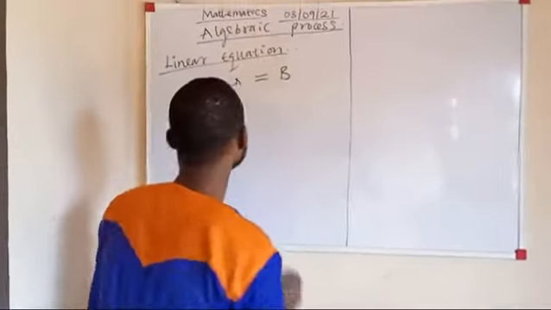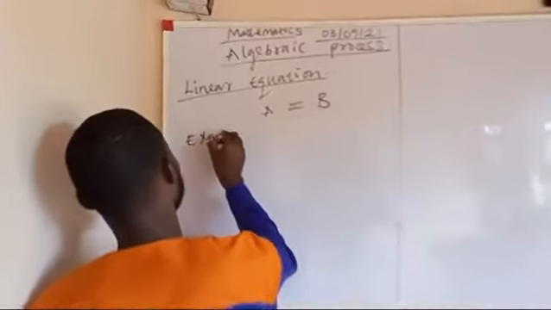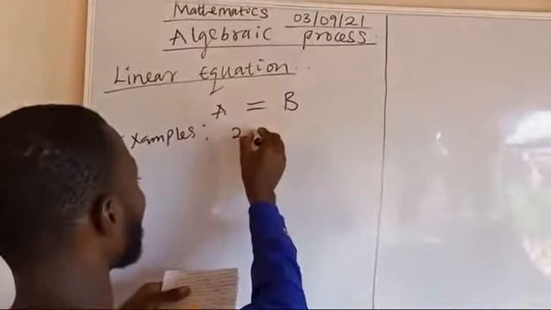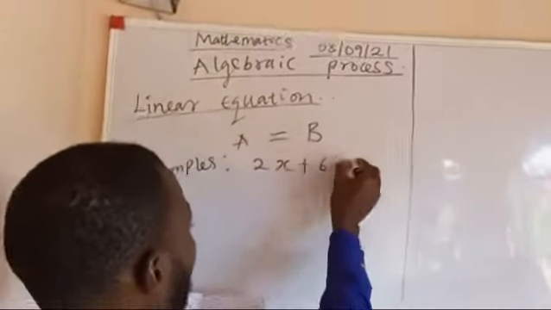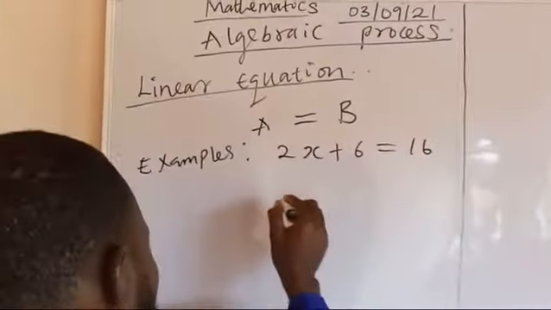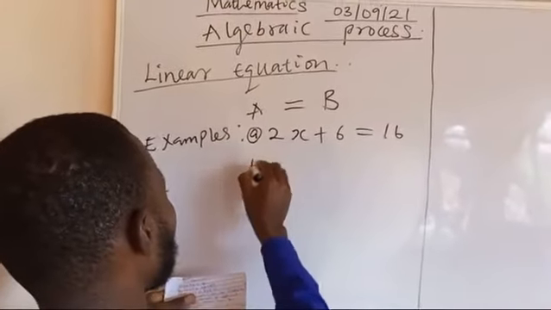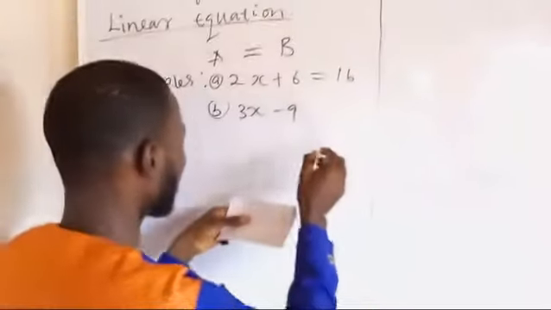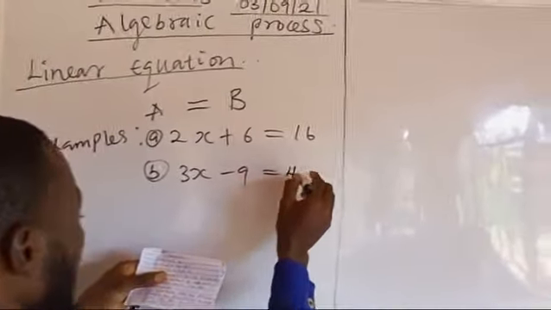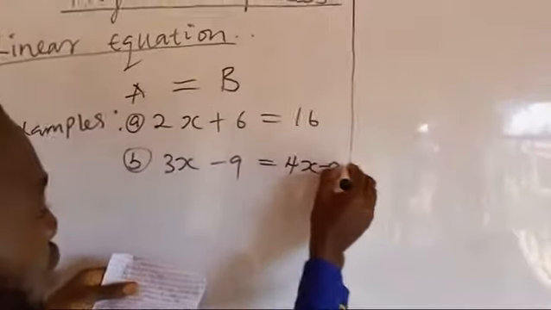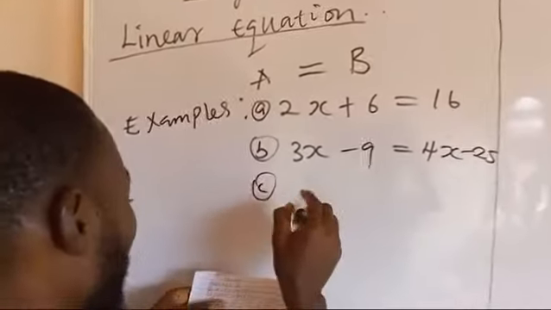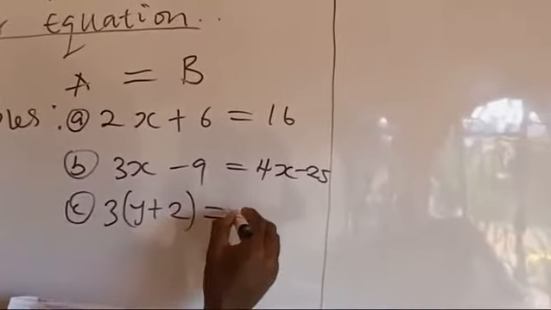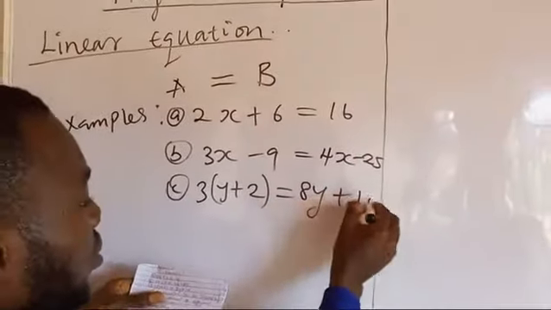The first one we have 2x plus 6 is equals to 16. The second one, we have 3x minus 9 is equals to 4x minus 25. C, 3 brackets y plus 2 is equals to 8y plus 10.